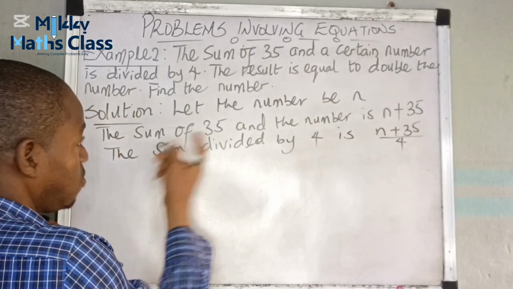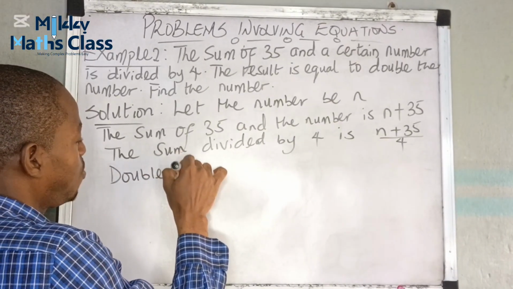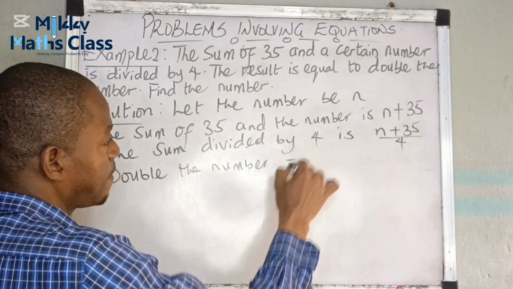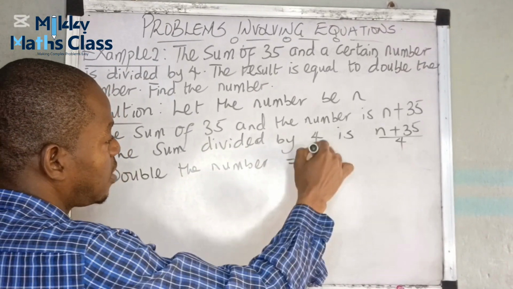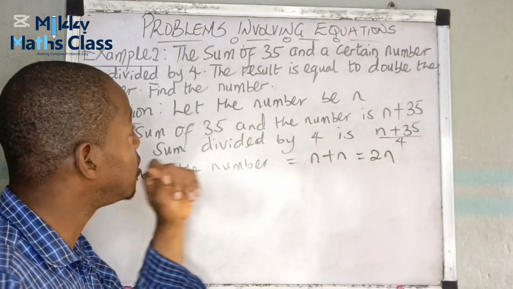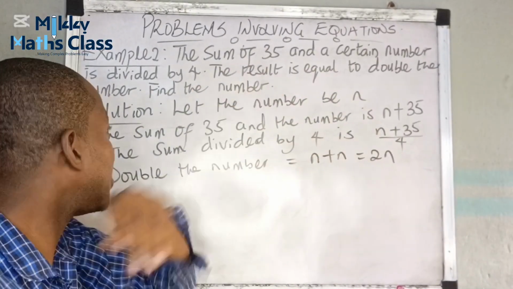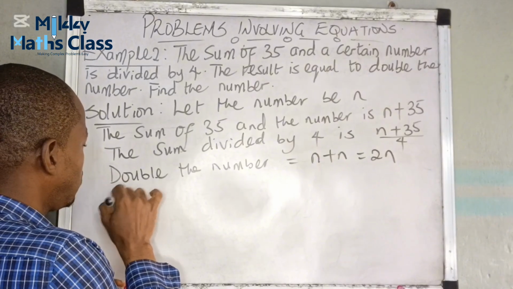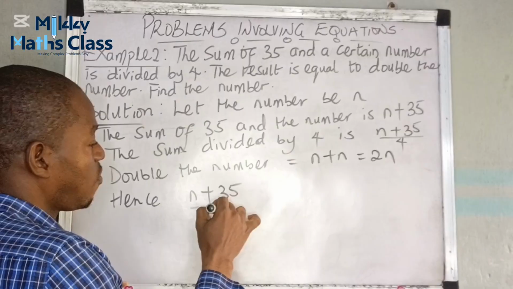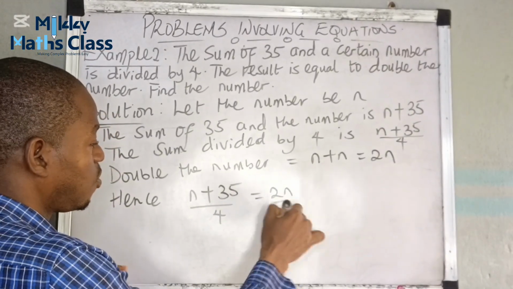Double the number, for me to double it, that's 2 times n. Double the number is n plus n, rather. N plus n, that's 2n. That's the double of the number. The result is equal to double of this number here. Find the number. So therefore, hence, we have that n plus 35 over 4 equals 2n. That's the interpretation. From here we can cross multiply.